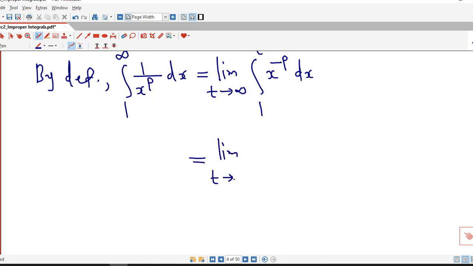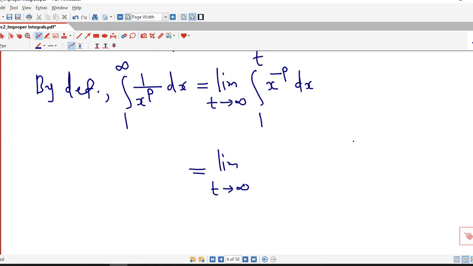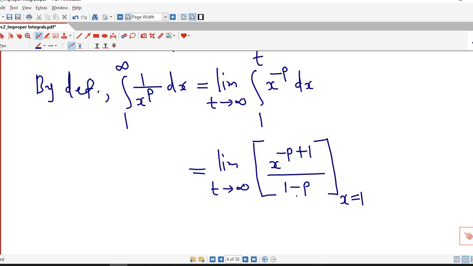Now we have the standard formula for the integral of x raised to n, which is x raised to n plus 1 over n plus 1. Instead of n we have minus p, so we add 1 to minus p and divide by minus p plus 1, that is 1 minus p. This formula is not valid for 1 minus p equal to 0, so it is undefined if 1 minus p equals 0, that is p equal to 1. This is the reason why we have taken two different cases, p equal to 1 and p not equal to 1.